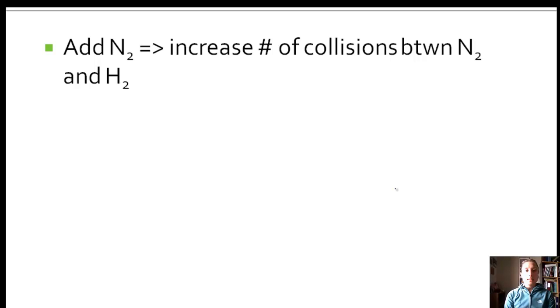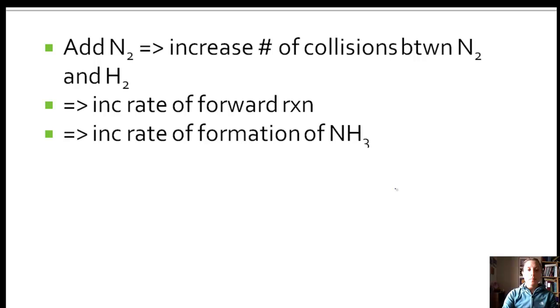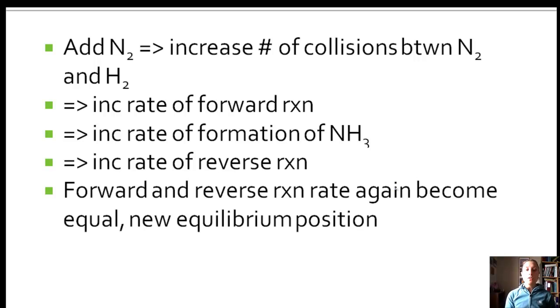Let's go over that one more time. If we added N2, we would increase the number of collisions between N2 and H2. That's going to increase the rate of the forward reaction, so it's shifting to the right. If we have the forward reaction being increased, now we're going to increase the rate of formation of NH3, which is then going to increase the rate of the reverse reaction. So we're going back and forth until we reach a new equilibrium position.